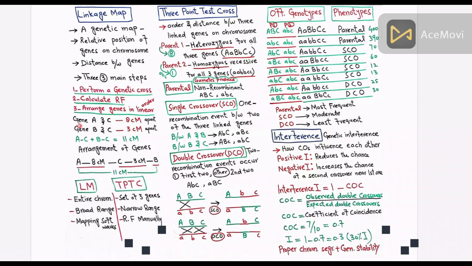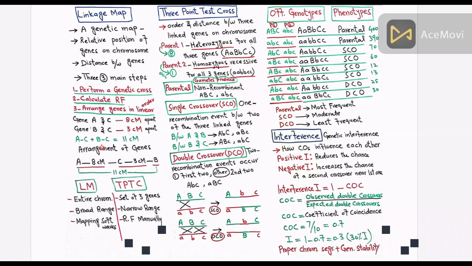Let's have an example of linkage map. Suppose we have three genes A, B, and C. After a genetic cross, we find gene A and gene C are 8 centimorgan apart from each other. Gene B and C are 3 centimorgan apart from each other. And gene A and B are 11 centimorgan apart from each other, which is the sum of the distances between A to C and B to C.